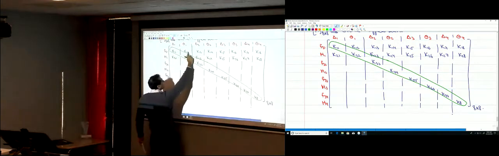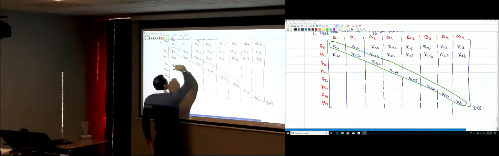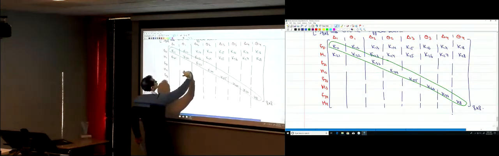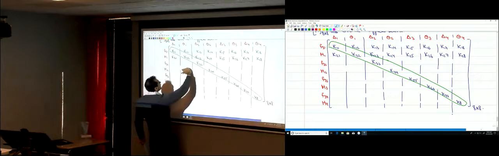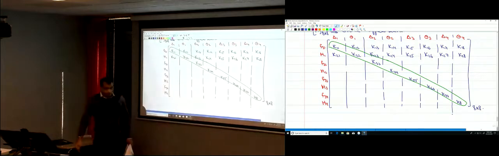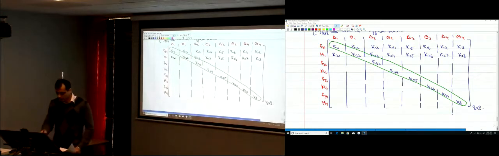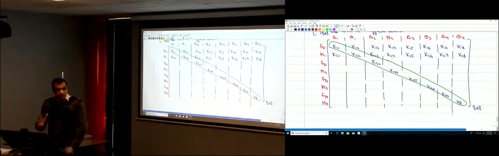K21 is equal to K12. K13 is equal to K31. K21 is equal to K12 and so on. Okay? So it's symmetric. Kij is equal to Kji. Okay?